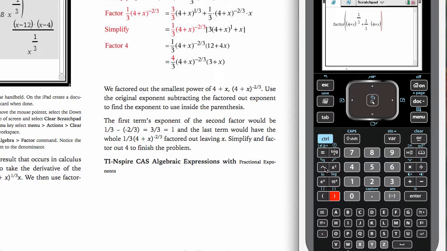Raise this to a power. It's a fractional minus 2/3, so let's go ahead and use our fraction template. Put in the -2, go down, put in the 3, and then this is times x, so we're going to have to move down here, put in our times, then put in our x, and hopefully we got everything in there right. Then we're going to press enter, and it gives us this answer here.